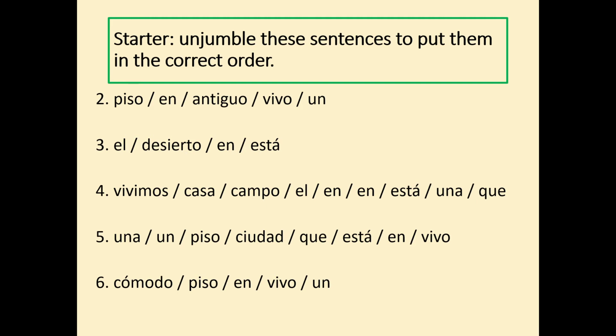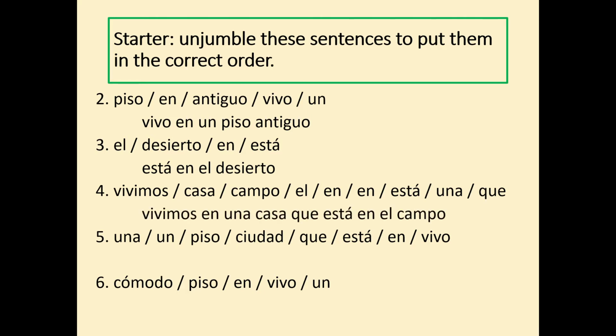Okay, lovely. Number 2, we were expecting the answer, vivo en un piso antiguo. I live in an old flat. Number 3, está en el desierto. It is in the desert. Number 4, vivimos en una casa que está en el campo. We've got a new form of the verb vivir, to live, and we've put it as we, vivimos, we live. And again, we've got our que, our connective here.